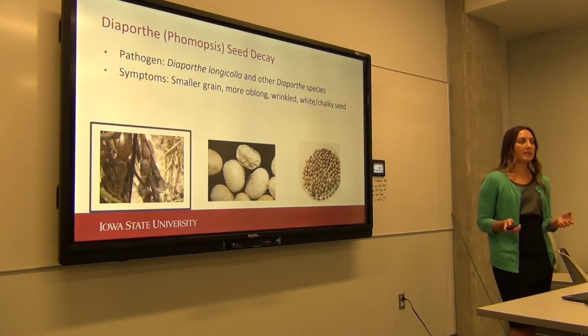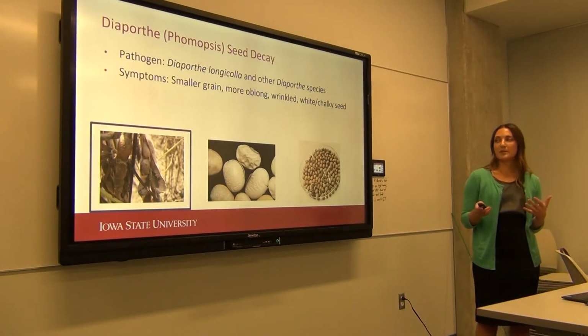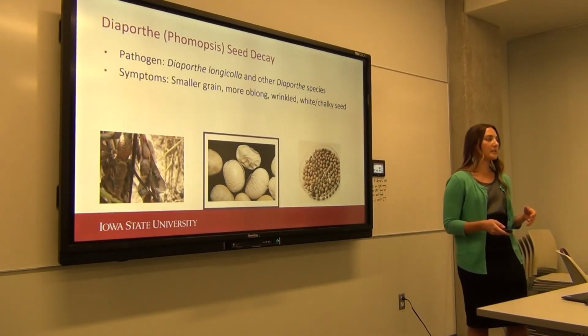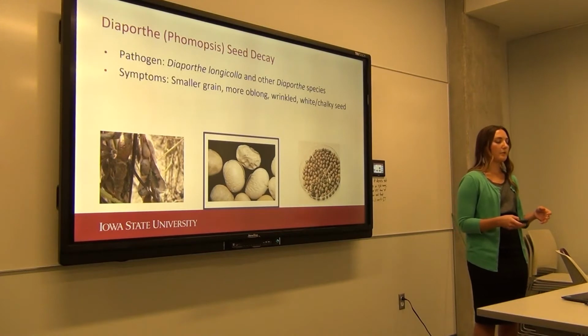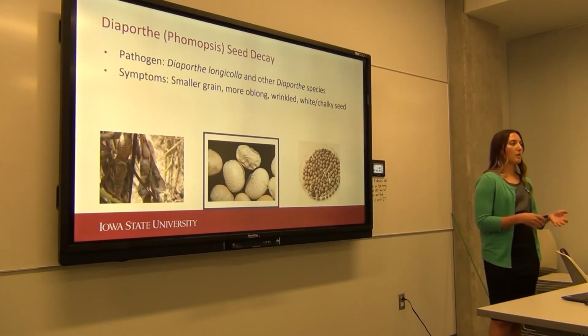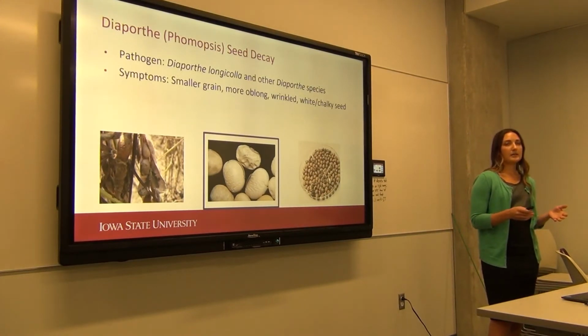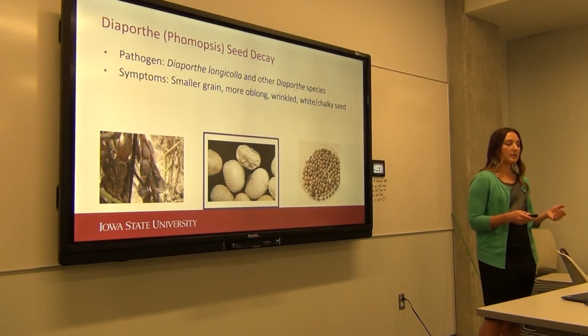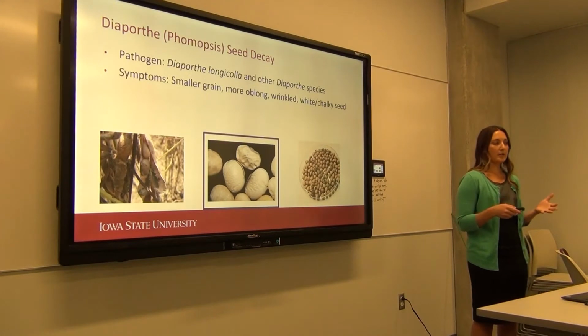Some symptoms you might see out in a field when you go looking for Phomopsis seed decay look similar to this picture here. When you harvest the seed, you might have smaller grain, more oblong seeds, and they might be wrinkled and have a white and chalky appearance. That white chalky appearance is actually the growth of the fungus on the seed.